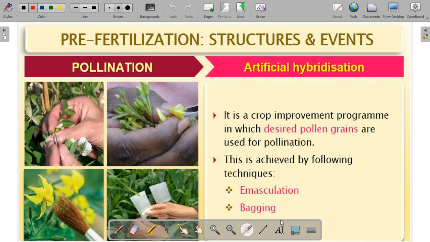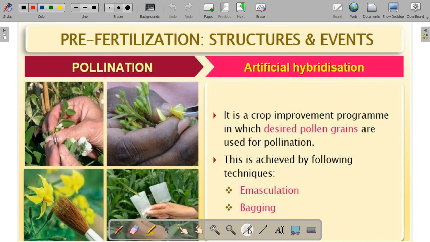Where is double fertilization taking place? Option A, in the ovary; option B, in the ovule; option C, in the embryo sac. Which will be the right answer? Embryo sac, option C. In the embryo sac only it will take place. And the pollen tube will enter at the micropylar end where we have the egg apparatus, which includes the synergids and one egg cell.